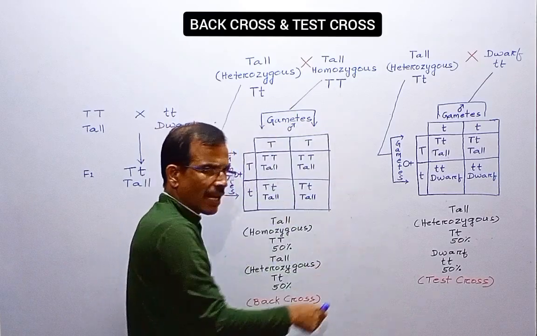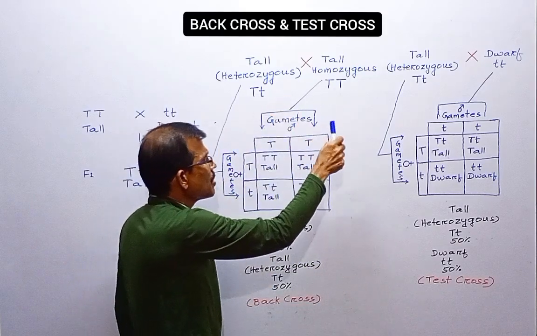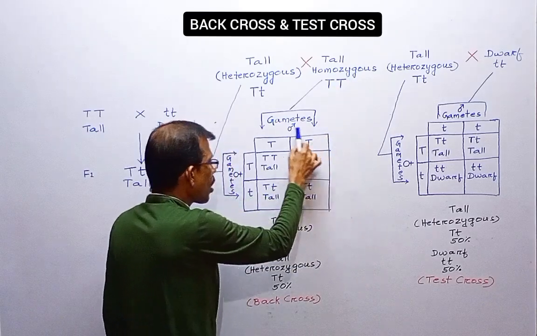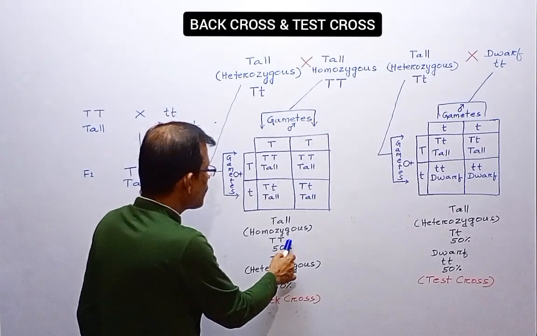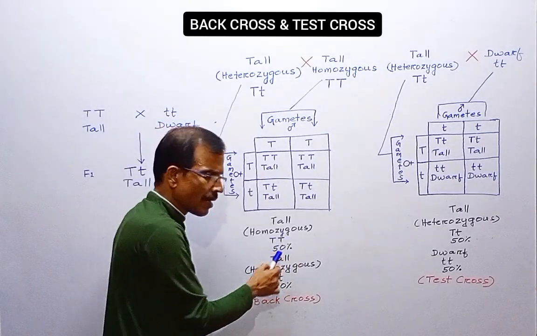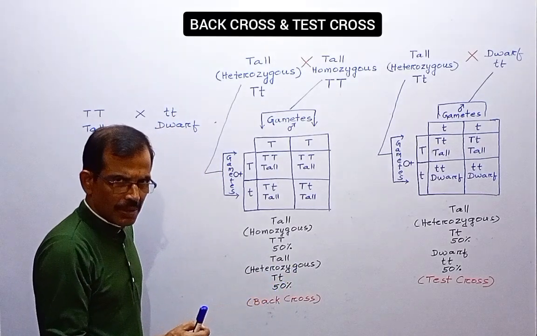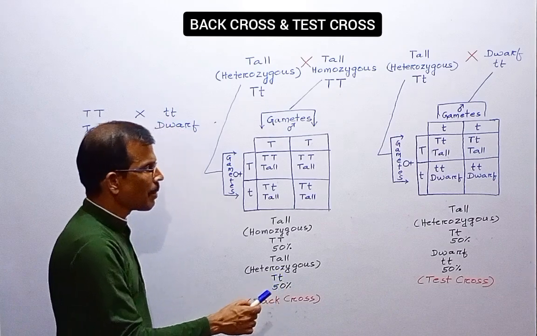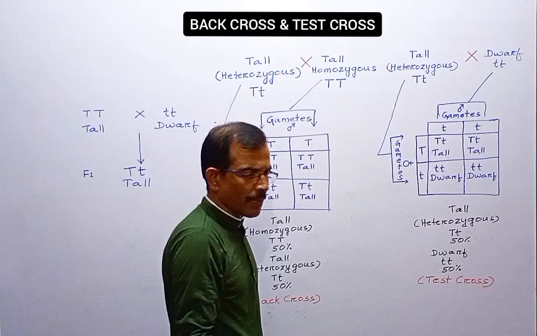In the first example, when the F1 hybrid is crossed with a homozygous tall pea plant, all offsprings become tall, out of which 50% are homozygous, having two dominant alleles, and the remaining 50% are heterozygous, having one dominant and the other recessive allele. In the second example, the result is different.